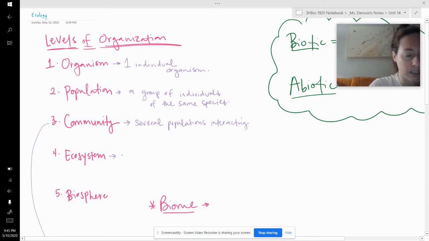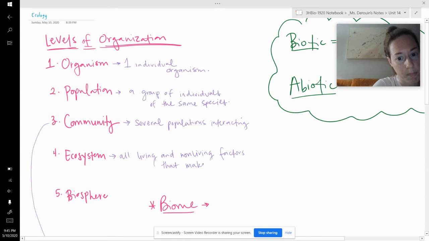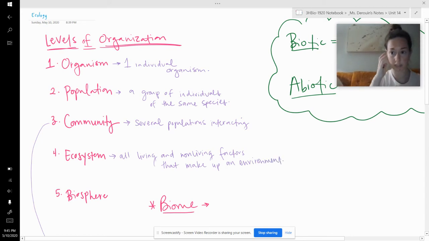An ecosystem is all living and non-living factors that make up an environment. So it will include the community of animals and plants that are there, but it also will include, if there's a river or the climate or the rock formations, the non-living factors.